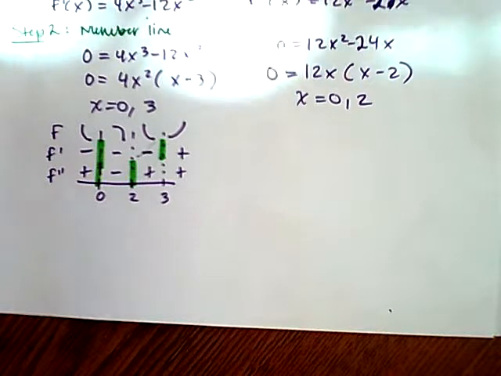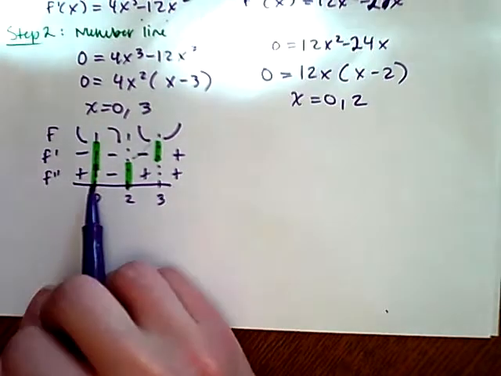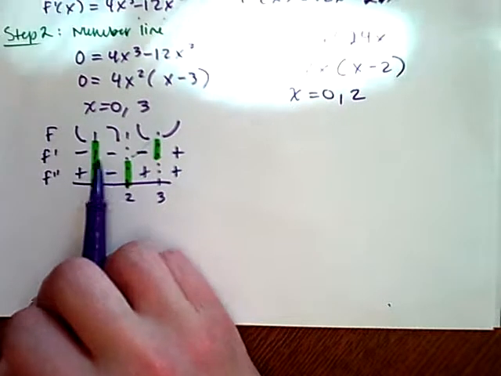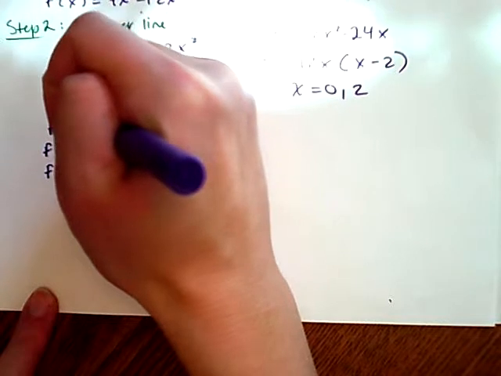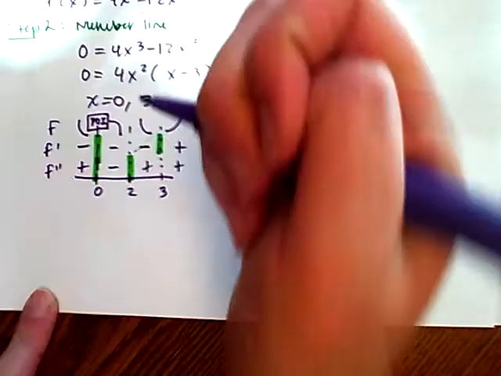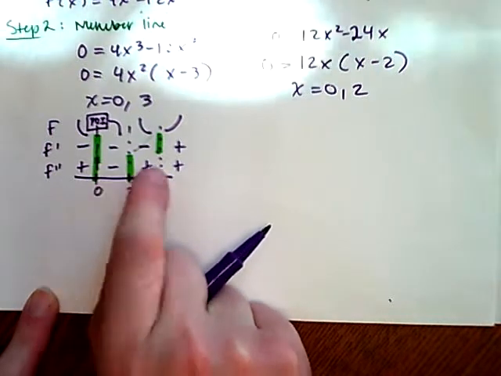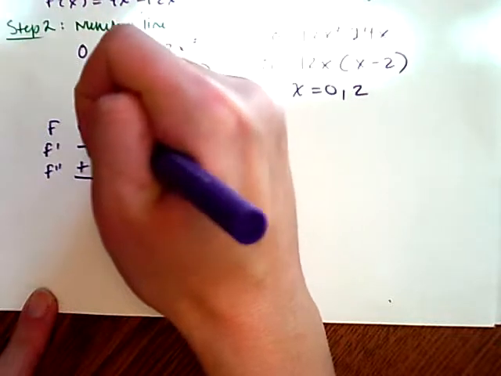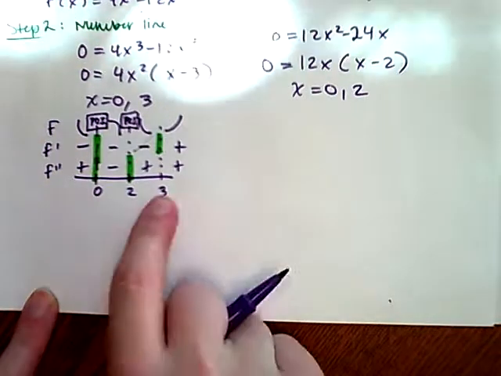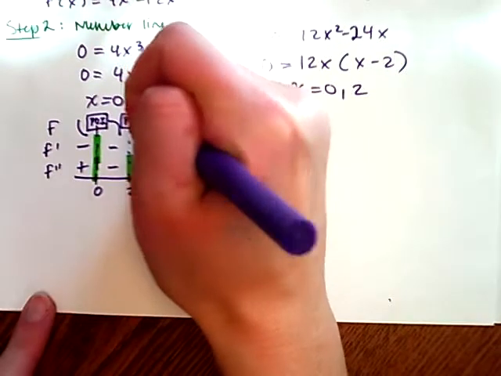So now I'd like to think about what's going on at 0. Well, at 0, there's no sign change in my first derivative, but there is a sign change in my second derivative. Must be a point of inflection. At 2, there's another sign change in my second derivative. Must be another point of inflection. And then at 3, there's a sign change in my first derivative from negative to positive. Must be a minimum.